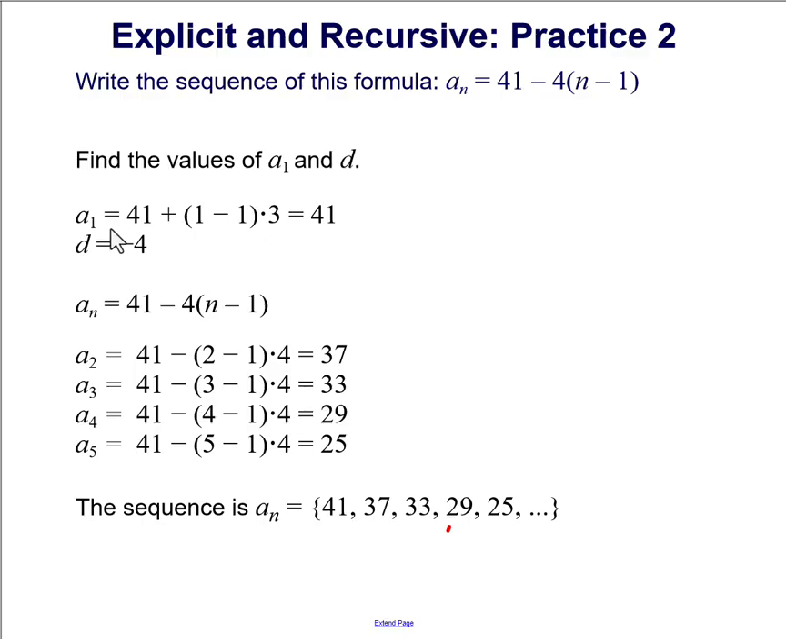And I want to make mention here of the common difference. The common difference can be used by subtracting 4 each time. So if I take 41 minus 4, that's going to give me 37. 37 minus 4 gives me 33. 33 minus 4 gives me 29. And 29 minus 4 gives me 25. So we can take advantage of the common difference once we know the first term.